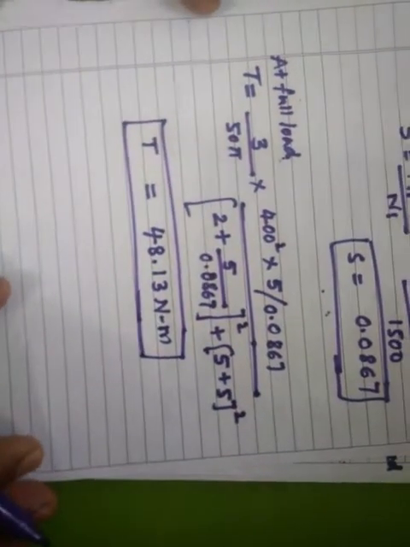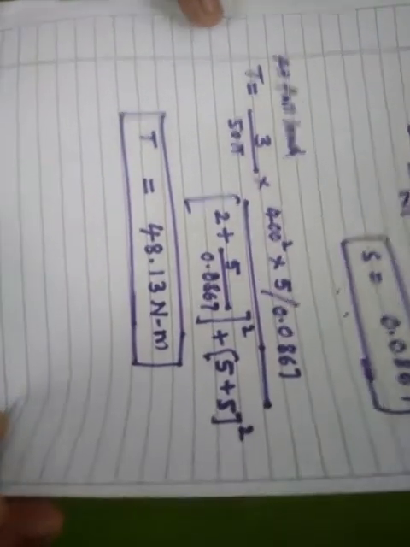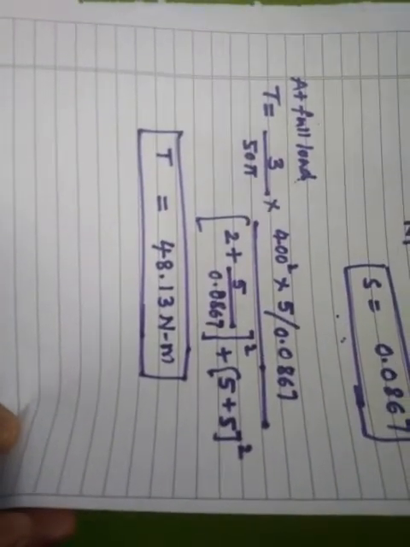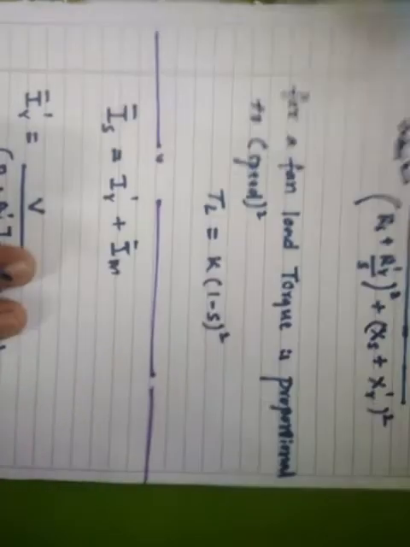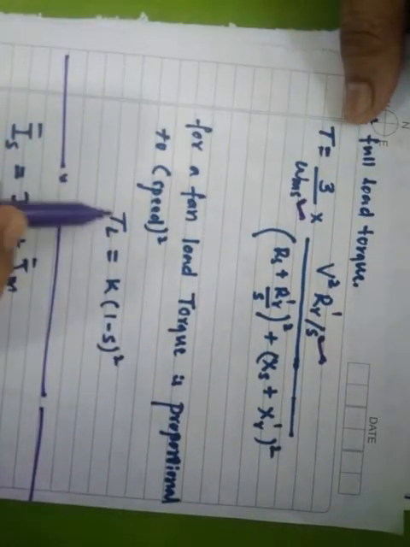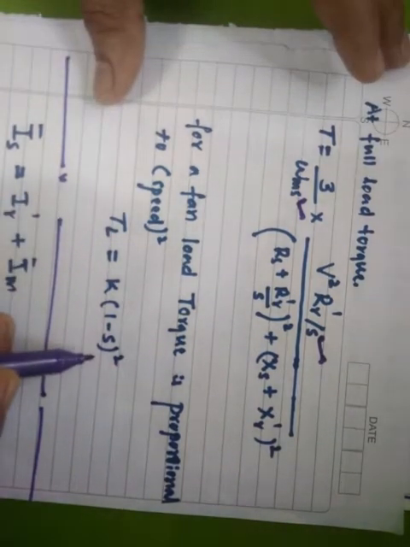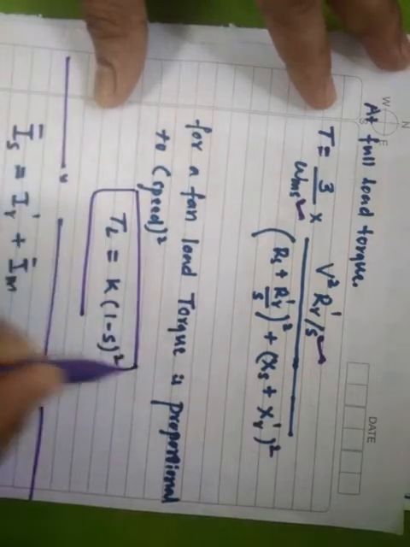Okay. Next step is for a fan load, torque is proportional to the speed. Okay, so I will show you one equation here. For a fan load, torque is proportional to the speed square, so hence TL is equal to K(1 minus S) square. So using this equation, we are finding the value of K.